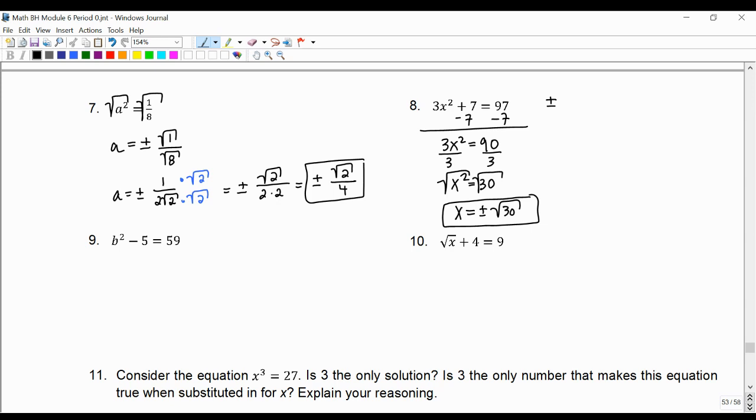Remember to first isolate before you do squaring or square root, and maybe make a note if it is a plus or minus problem. And again, by the way, you can also write it as negative root 30 comma root 30, that these either or will work as a solution.